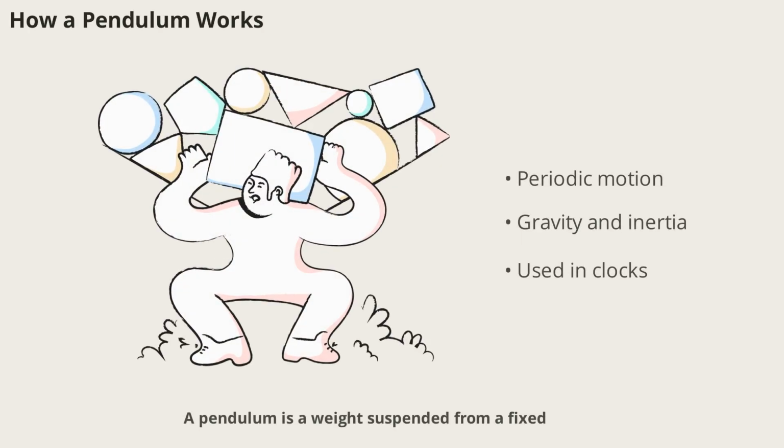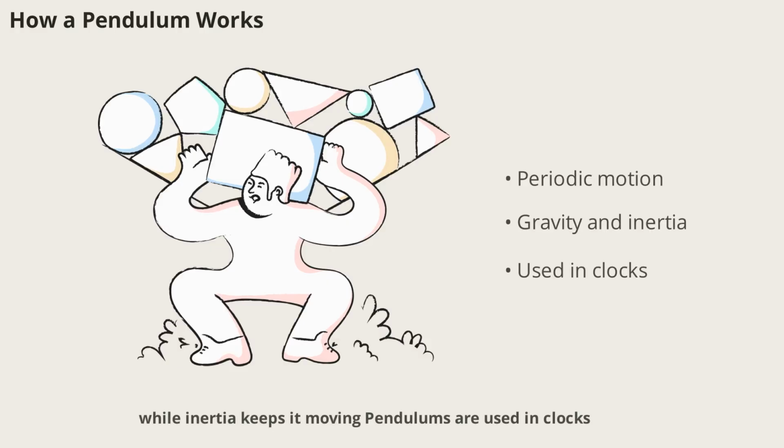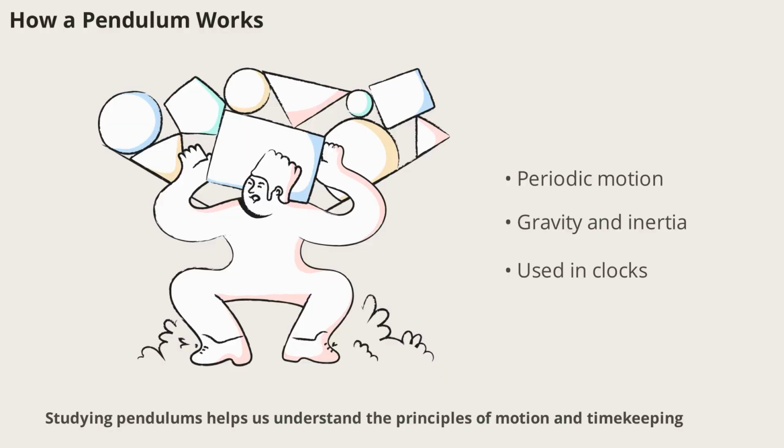A pendulum is a weight suspended from a fixed point so it can swing freely back and forth. The motion of a pendulum is an example of periodic motion, where the movement repeats in a regular cycle. Gravity pulls the pendulum down while inertia keeps it moving. Pendulums are used in clocks, scientific experiments, and amusement park rides. Studying pendulums helps us understand the principles of motion and timekeeping.